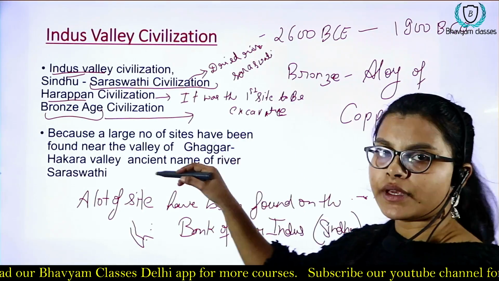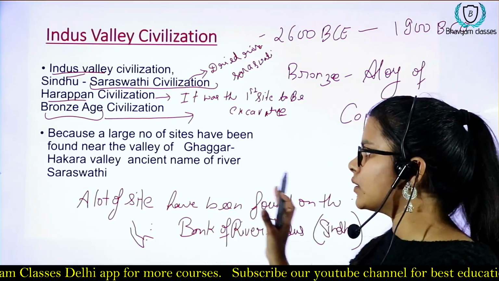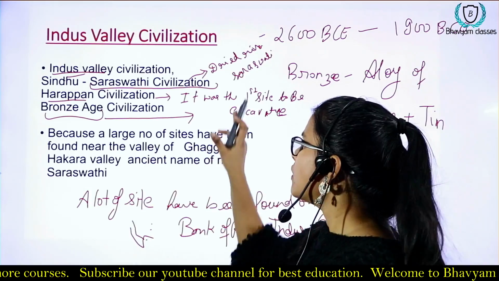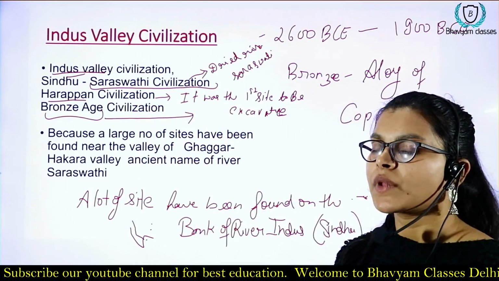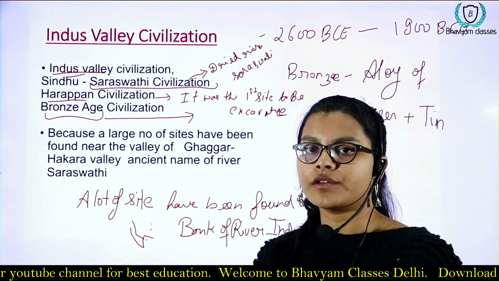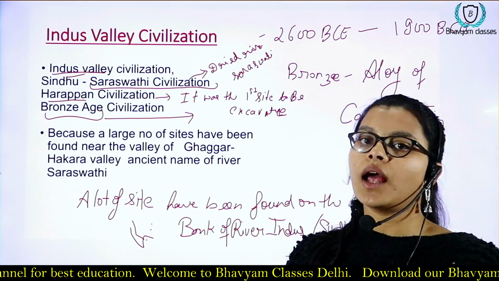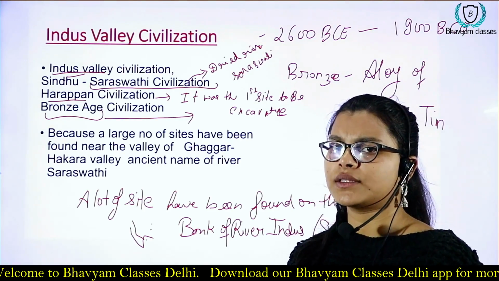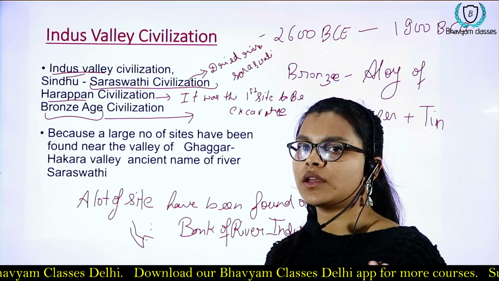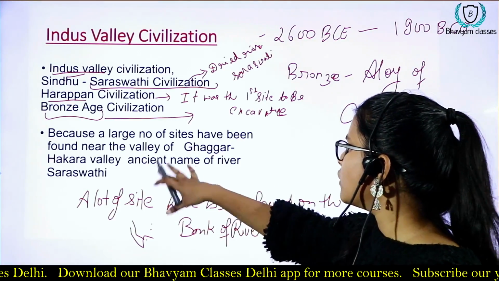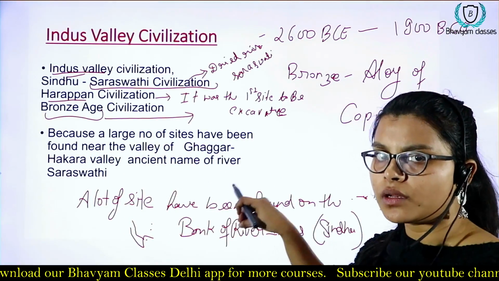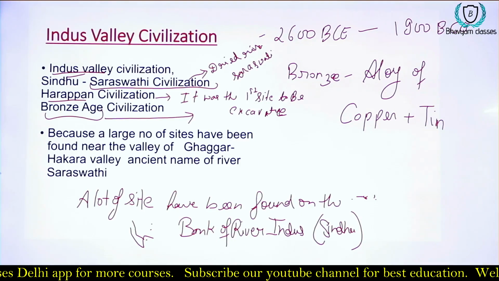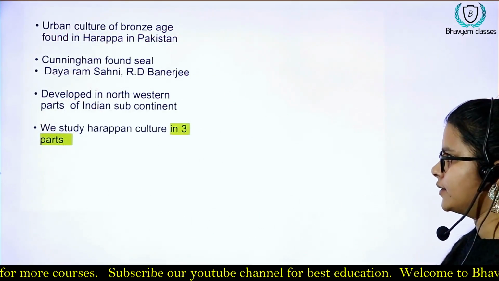So, I told you why we get so many names for this civilization. Fine. So, on the Saraswati, as I told you, we find a lot of sites on the Ghaggar Hakra Valley, which we now refer to as the Saraswati. The new name is Saraswati and the old name was the Ghaggar. So that is why we find a lot of sites on the bank of that particular dried river. So this terminology ends. Fine.